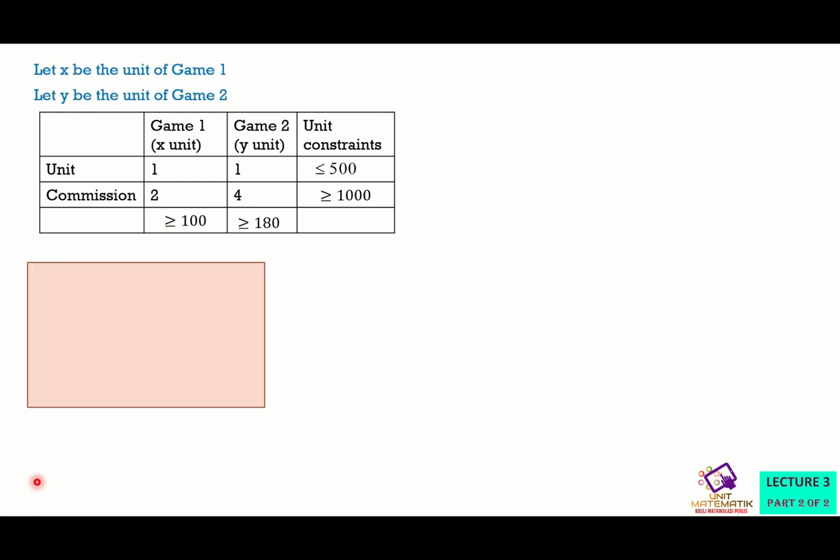Alright, so now let's do the first part where we need to find the 4 inequalities. So your 4 inequalities would be, the first one is x plus y. Please remember your x and y are in the column, so we need to add across the column. x plus y less than or equal to 500. Second inequality, 2x plus 4y greater than or equal to 1000. And then we also have x greater than or equal to 100. And the fourth inequality is y greater than or equal to 180. So these are the 4 inequalities that you need to write.